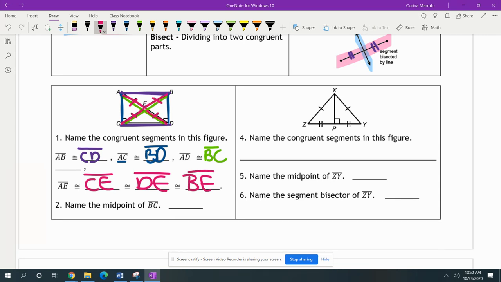Name the midpoint of BC. So the middle of BC is point E.